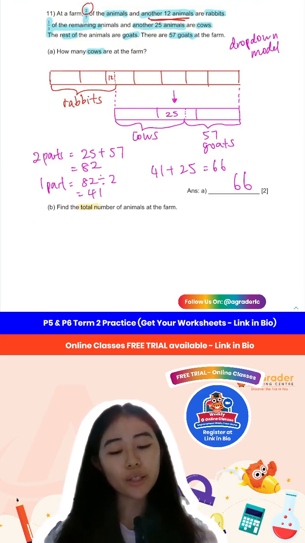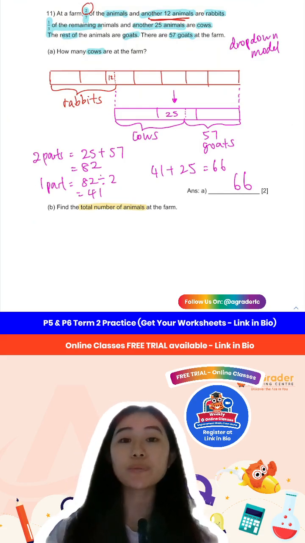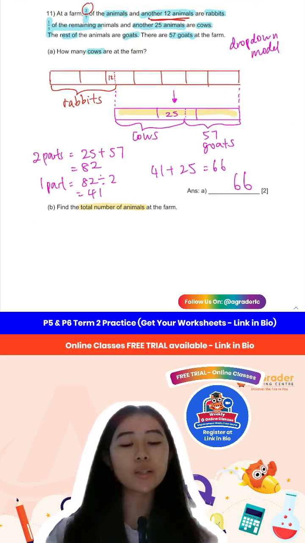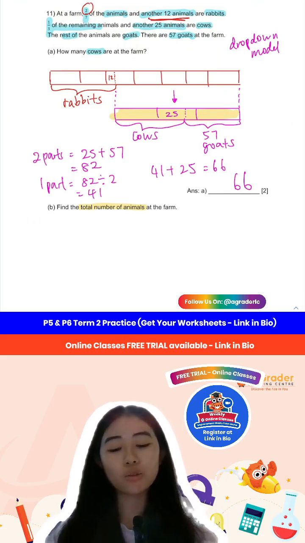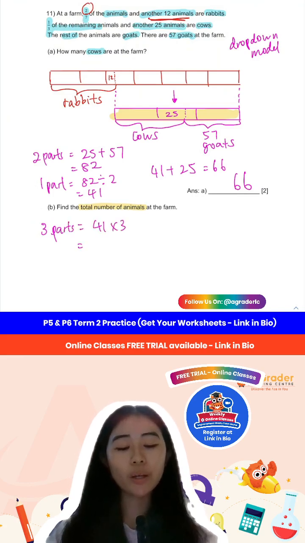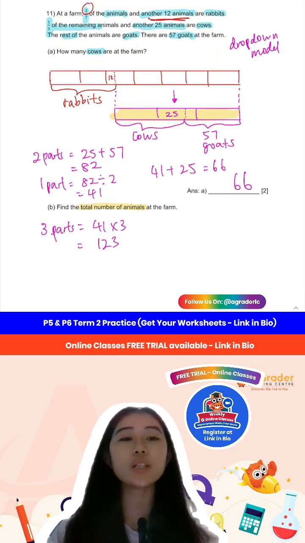Part B asks you to find the total number of animals. So now I'm going to find out what this bottom model is. This bottom model is made up of three parts. So I'm going to find three parts. That will be 41 times 3, which is 123.